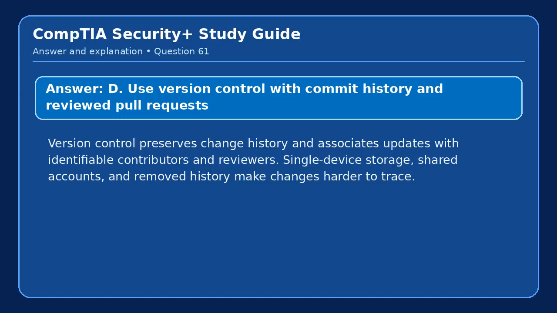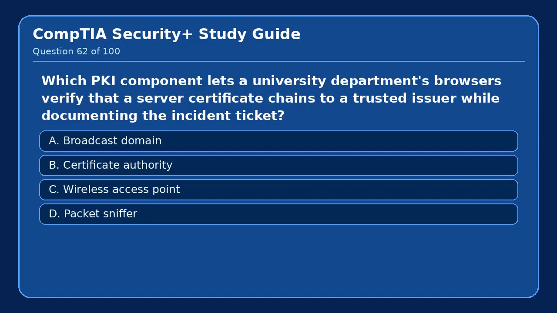Take a moment to choose your answer. The answer is D. It uses a public key and a private key for encryption-related operations. Asymmetric cryptography uses key pairs, allowing secure exchange and verification without sharing the private key. Shared passwords, skipped validation, and public storage of private keys weaken trust and confidentiality.